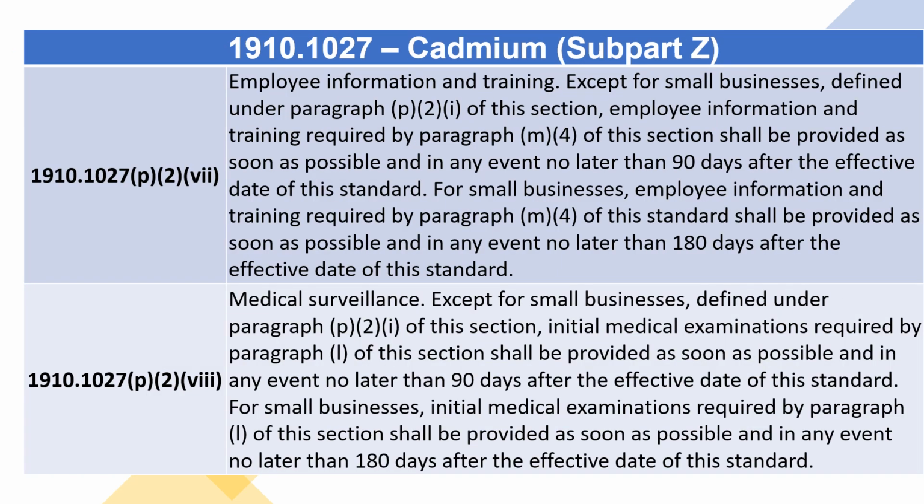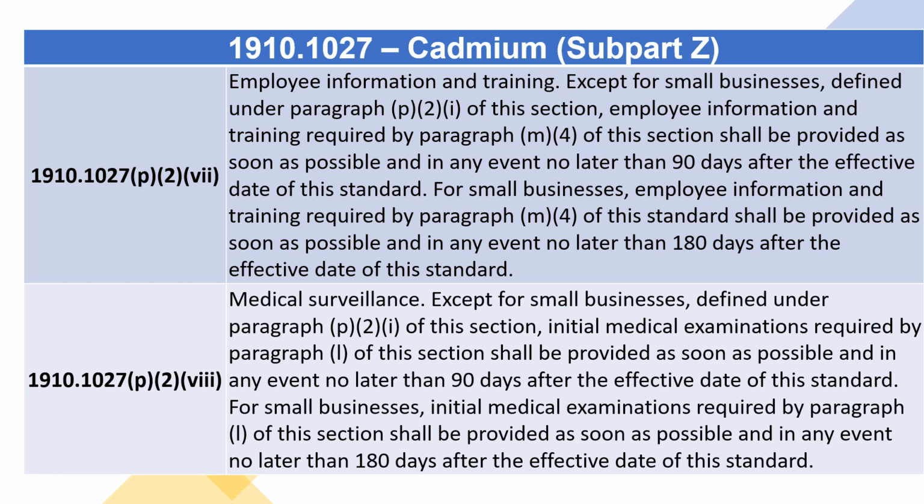1910.1027 P.2.vii. Employee information and training. Except for small businesses, defined under paragraph P.2.i of this section, employee information and training required by paragraph M.4 of this section shall be provided as soon as possible and in any event no later than 90 days after the effective date of this standard. For small businesses, employee information and training required by paragraph M.4 of this standard shall be provided as soon as possible and in any event no later than 180 days after the effective date of this standard.